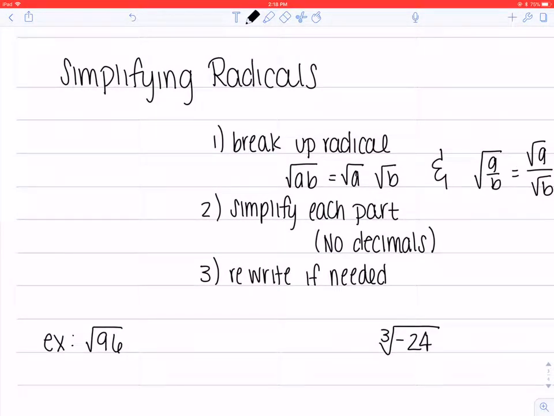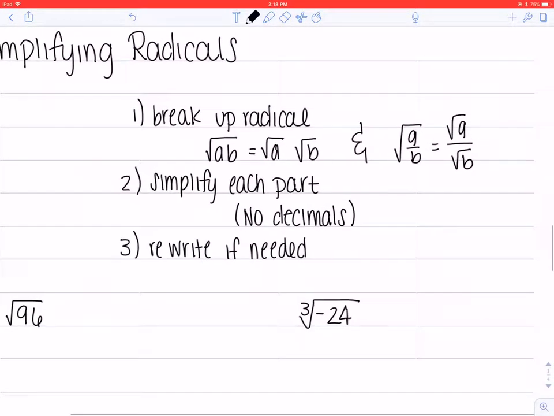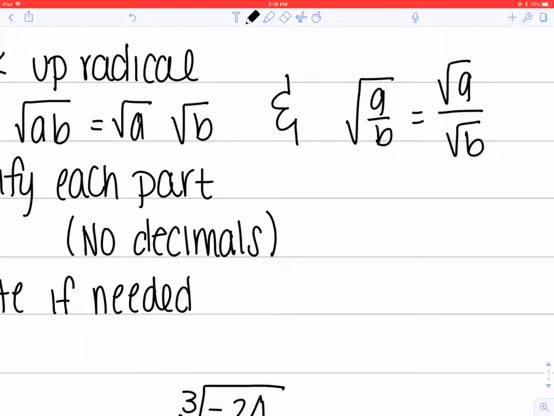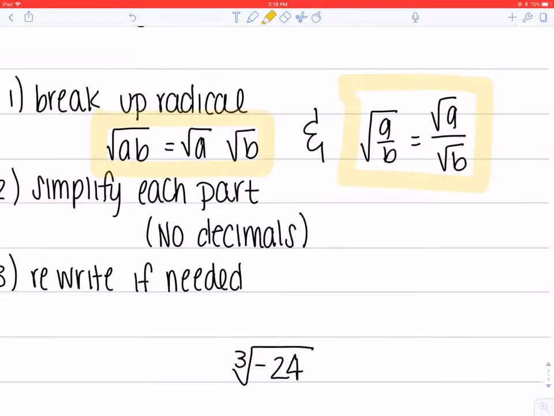So we're going to be continuing with simplifying radicals. The two properties that you need to know for this section are these two. That says if you have a square root of a product, you can split up the square root. If you have a square root of a quotient, you can split up the square root. So this whole section is going to hinge on those two properties.